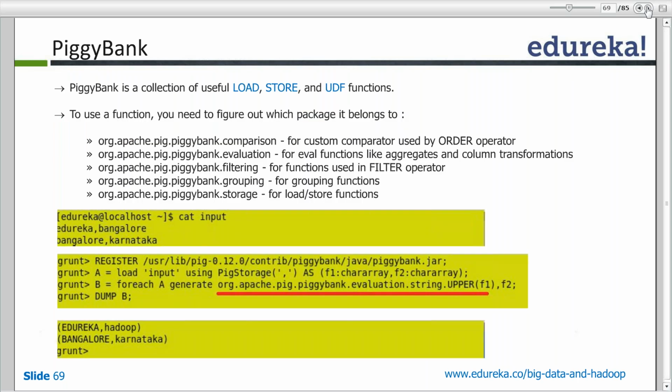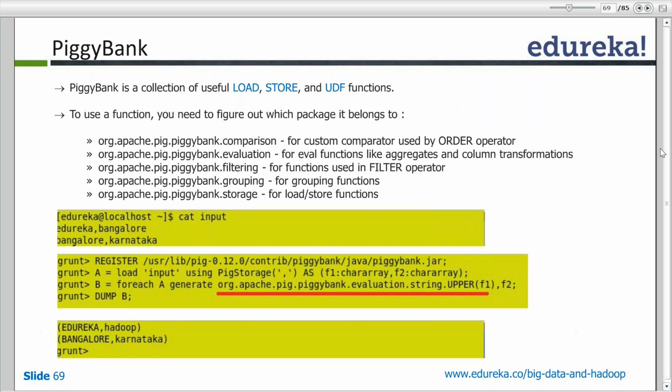So this is about piggy bank, which I was talking about. There's a piggy bank jar already available, which contains lots of operators and UDFs written. You can just download it from Apache's website, register it and use it. This is just an example. I have a piggy bank jar. I can register that jar, so register and the path of my jar.